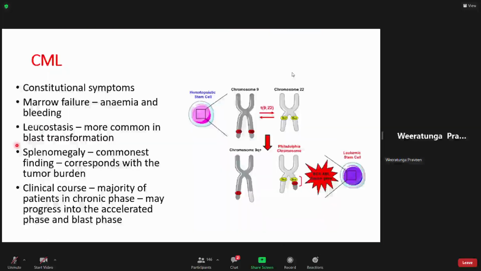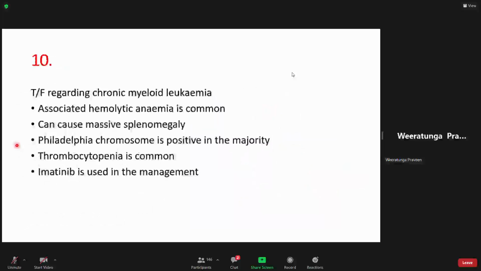Okay. Chronic myeloid leukemia is not associated with hemolytic anemia. CLL, however, is. Chronic lymphocytic leukemia is associated with hemolytic anemia. Now, how does chronic myeloid leukemia present?